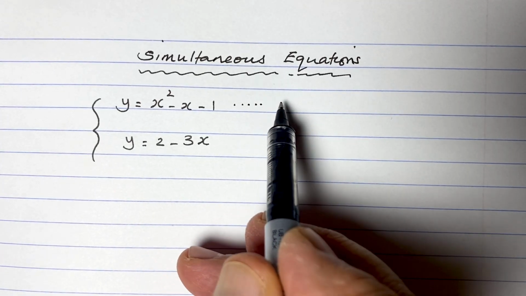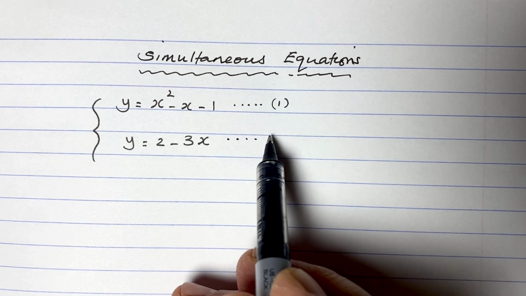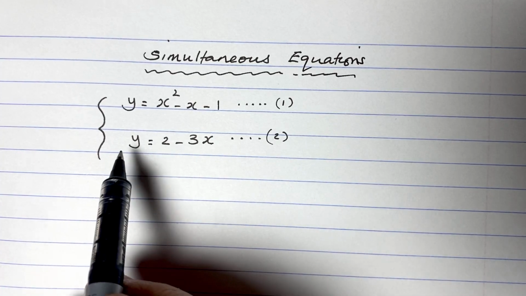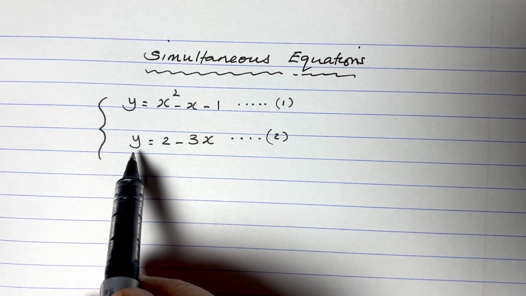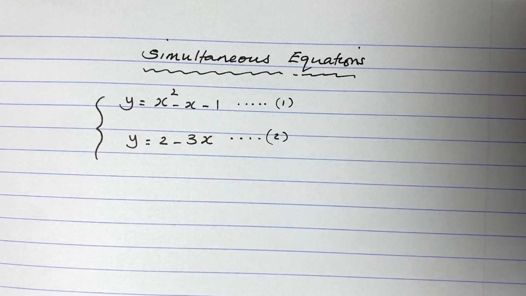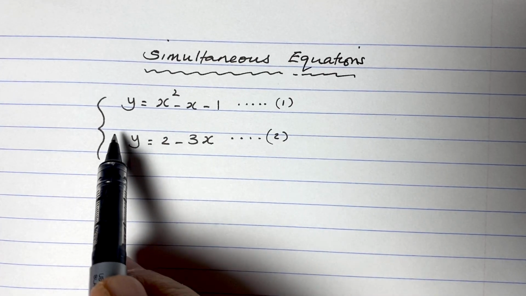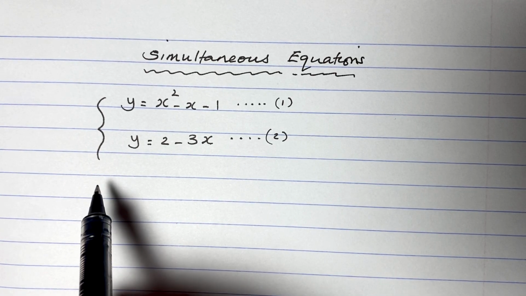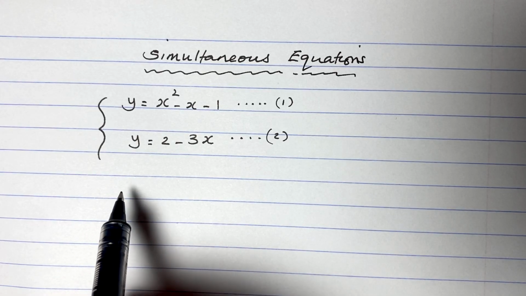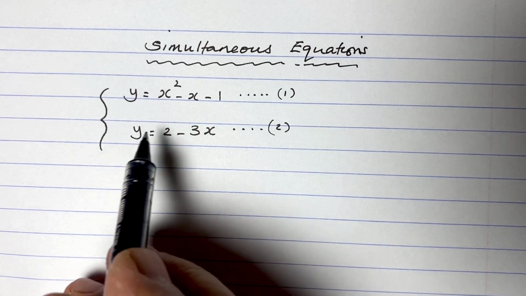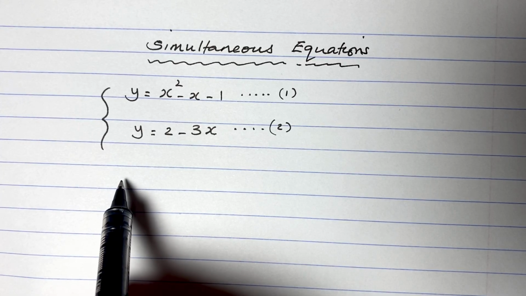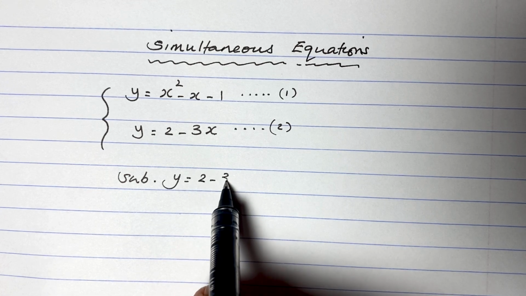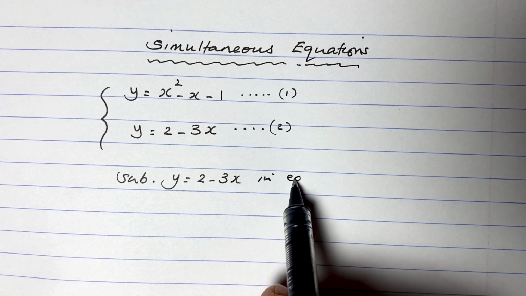I will number the equations 1 and 2, because I need to refer to them throughout the solution. We always go to the line equation, and we make either x or y the subject. But y is already the subject here, so I'll use it. And I will inform whoever reads my solution, maybe the examiner or someone who wants to know the procedure, that I'm going to substitute y equals 2 minus 3x in equation 1.